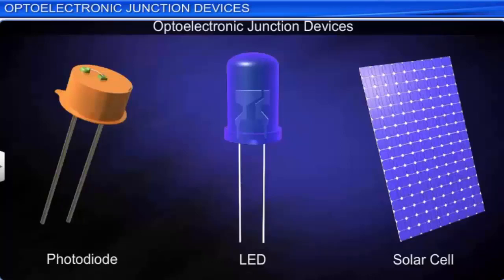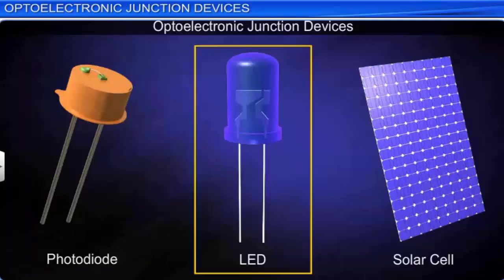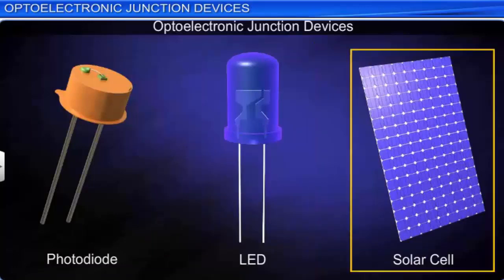Optoelectronic junction devices are PN junction devices which work because of the current carriers that are generated by photons. Photodiodes, light-emitting diodes, which are referred to as LEDs in short, and solar cells are examples of optoelectronic devices.